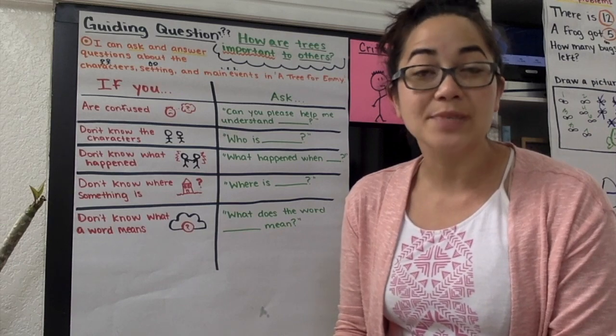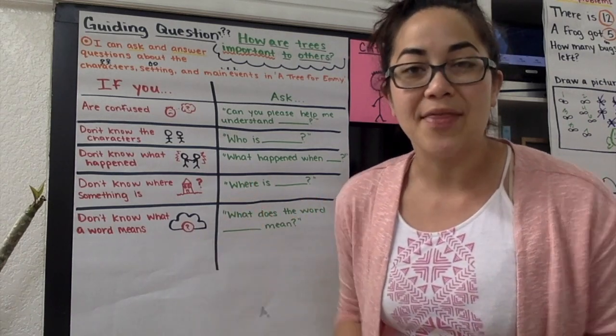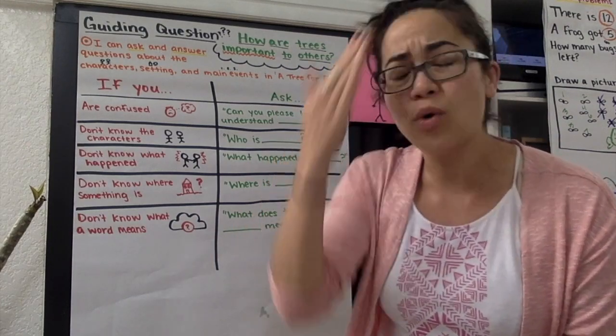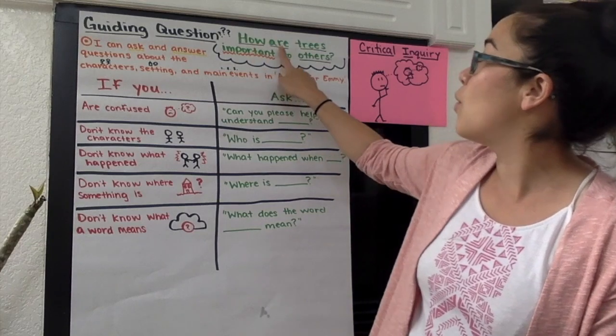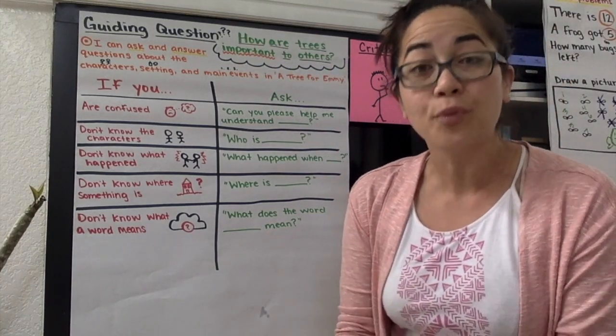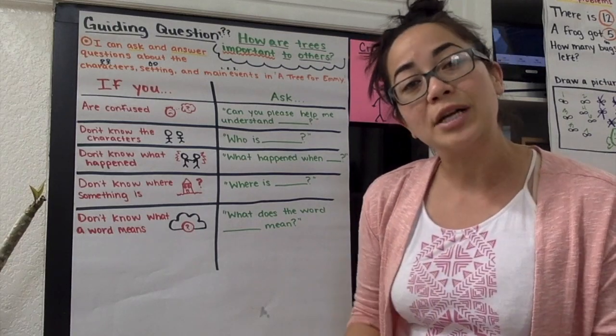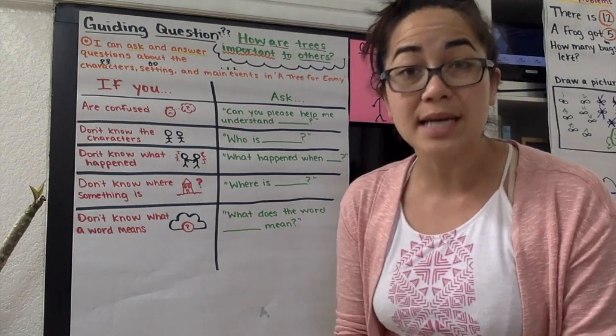Now remember, in expedition, we've been talking about a big guiding question, and that guiding question stays in our mind as we do all of our new learning. Our guiding question is, how are trees important to others? And we've already been doing a lot of really important learning with that question in mind to help us understand why and how trees are important to others.